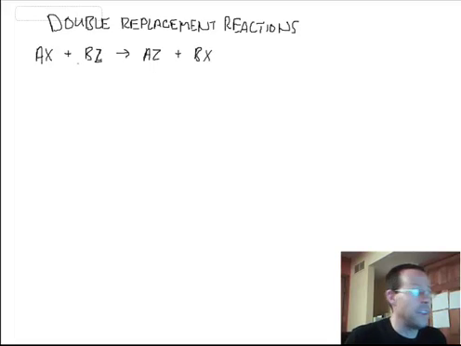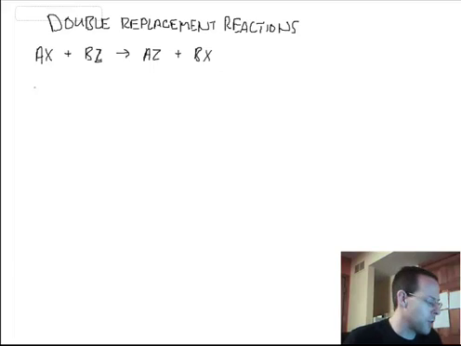So notice the cations basically switch partners. Therefore, it's called a double replacement reaction. The cations switch, the anions switch, and we have two new products. All right. So what you're going to need to do on homework in your lab is I'll give you two reactants. You need to predict what the products are going to be, and then in addition to that, balance the equation.